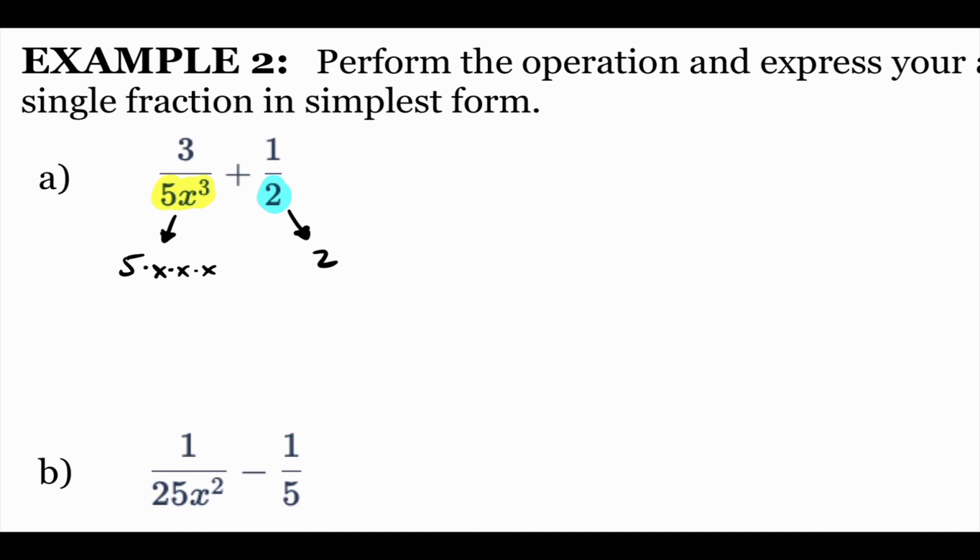Let's start with the first guy. 5x, it's got a lot of stuff, but it's missing something. What is it missing that the other guy has? So I'm going to multiply by 2. The second guy is missing a lot. First thing it's missing is a 5, and then 3 x's. So multiply the top by the same thing.